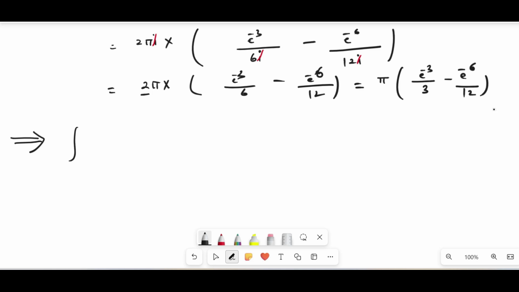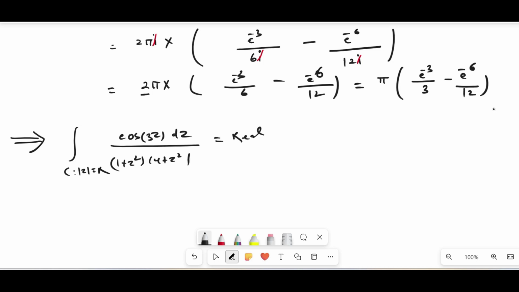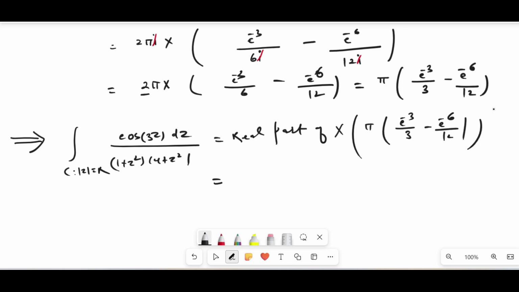the value of the integral over the curve C, that is mod of z equal to r, of cos of 3z dz upon 1 plus z square and 4 plus z square, is equal to the real part of the value of the integral, which will be pi times e to the power of negative 3 over 3, negative e to the power of negative 6 over 12. So finally this is the real value.